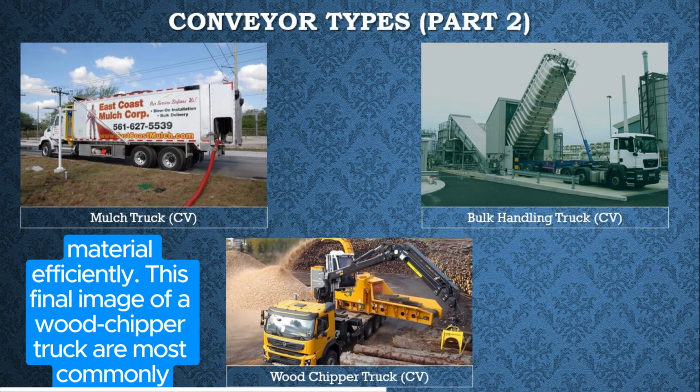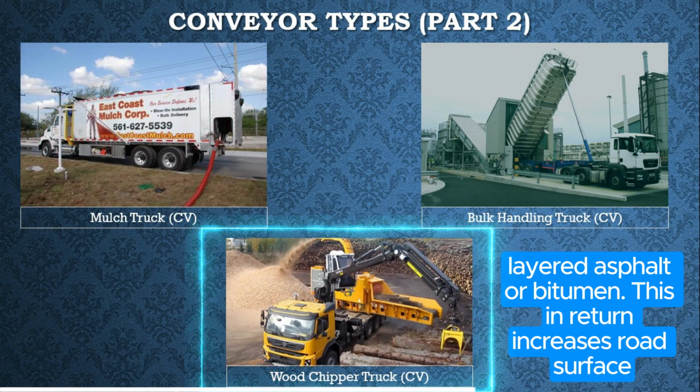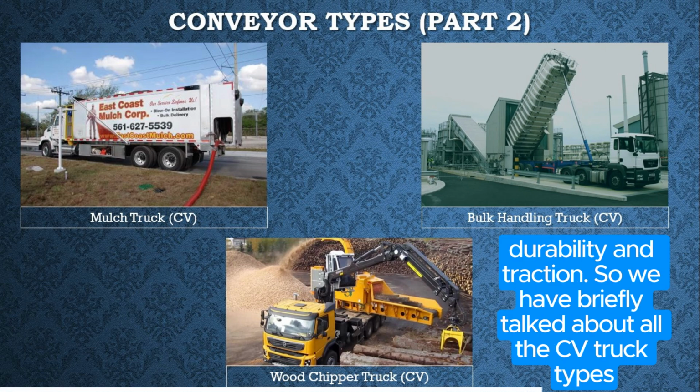The final image, a wood chipper truck, is most commonly used in road construction to evenly spread layers of wood chips over freshly layered asphalt or bitumen. This in return increases road surface durability and traction.